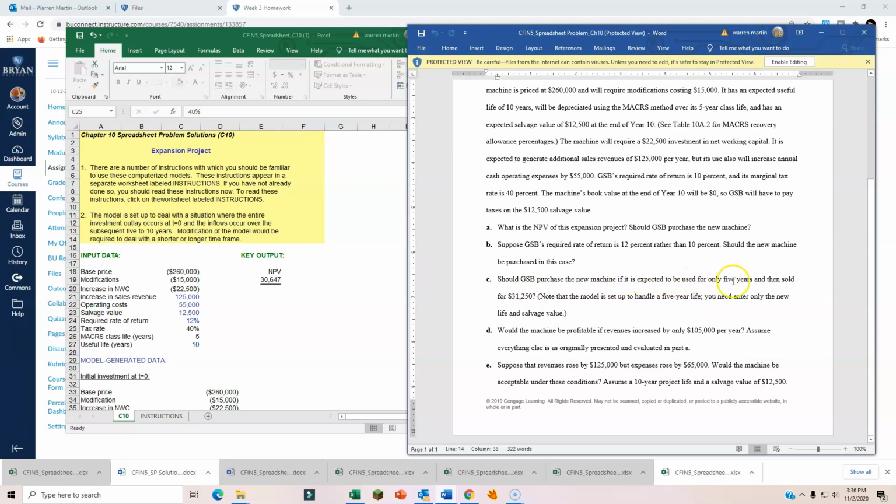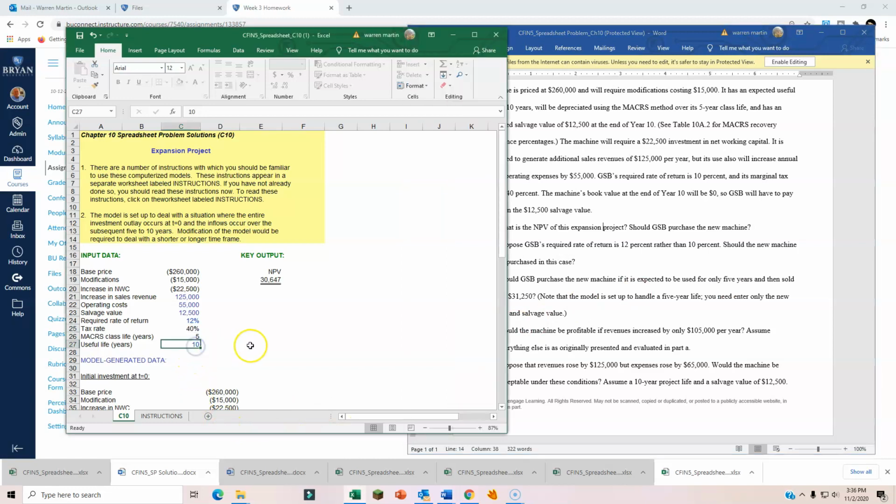If the useful life is only 5 years instead of 10 years. So now let's do that. We're going to change that useful life to 5 years and see what happens. See how that changes the number to a negative.